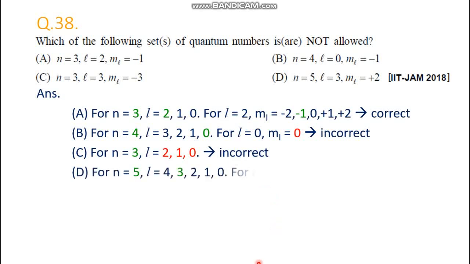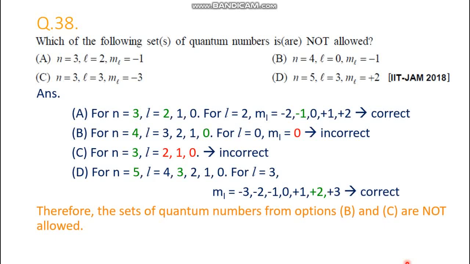Now move on to the last, n equals 5. For n equals 5, l should have 5 values, 4, 3, 2, 1 and 0. Now here it's given m equals plus 2. For l equals 3, m can have 7 magnetic quantum numbers, starting from minus 3 via 0 to plus 3, that is minus 3, minus 2, minus 1, 0, plus 1, plus 2, this one matching here, and plus 3. So this is correct, 5, 3 and plus 2. So the correct option: the sets of quantum numbers from options B and C are not allowed.